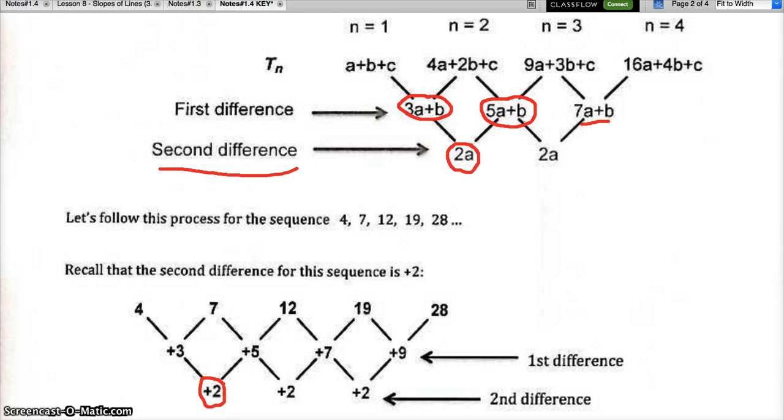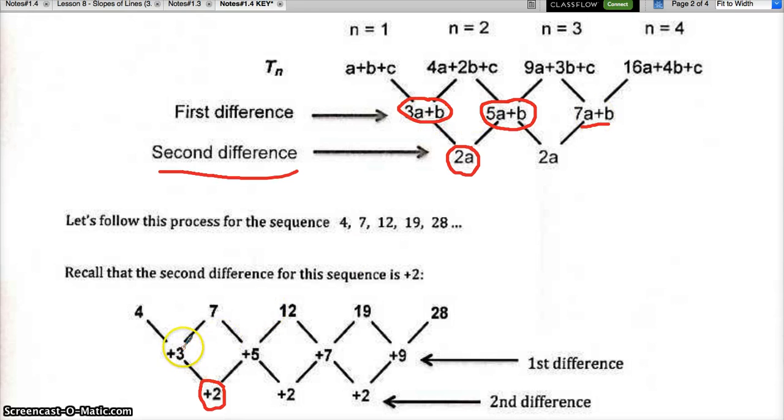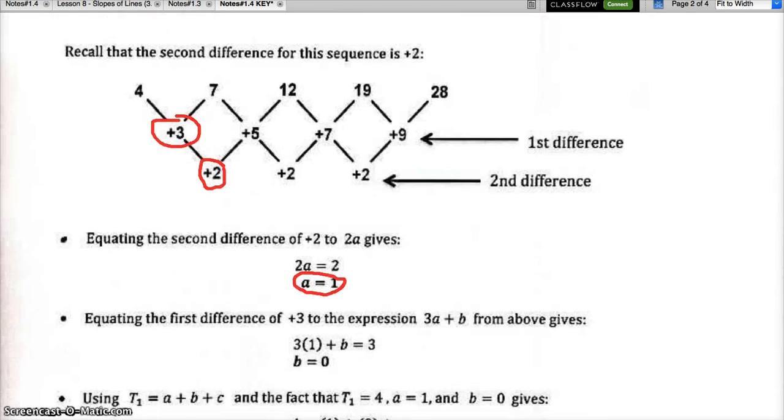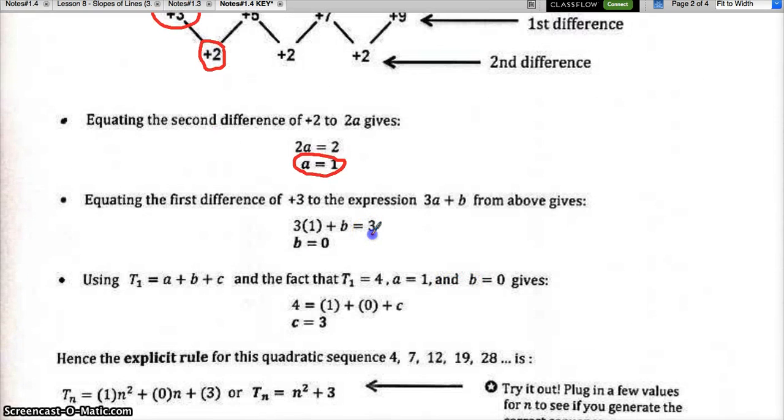Now, why is that 3? Because that is what our first difference is between 4 and 7, and that's what 3a plus b represents: the first difference between the first two terms. So we set that equal to 3 right here. We subtract 3 from both sides, so b equals 0.